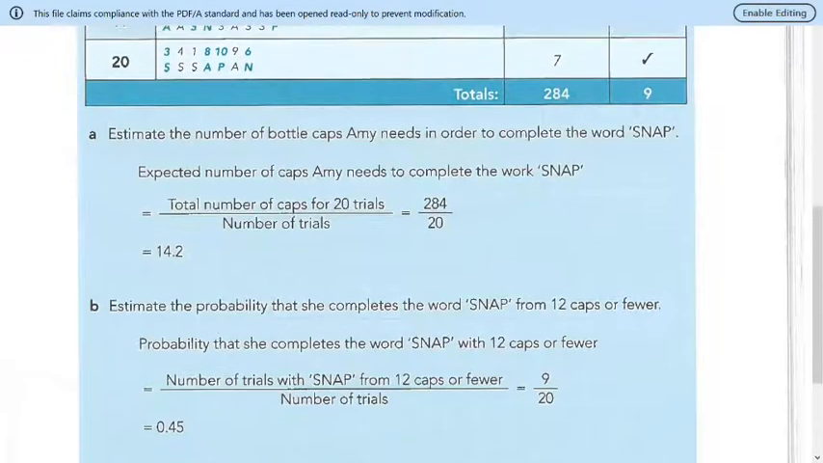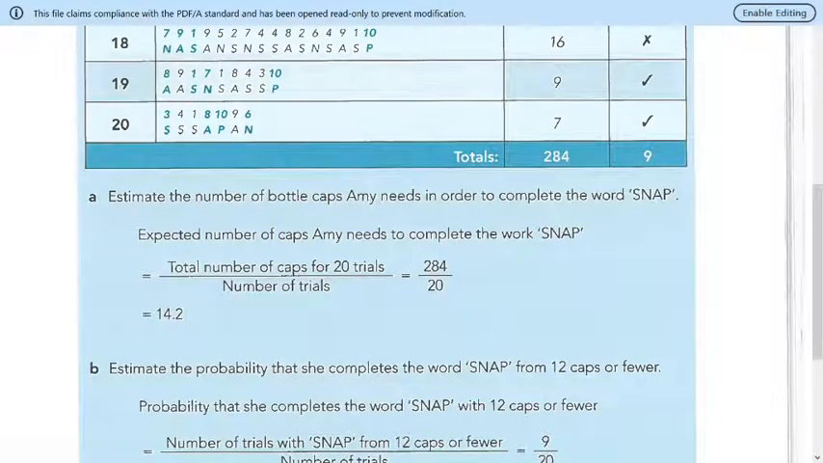Estimate the number of bottle caps Amy needs in order to complete the word SNAP. So the total number of caps is what she wants, divided by the total number of trials. So 284 caps divided by 20 trials gives 14.2. Right? Now, can you have 14.2 caps? Should you round it to 14? That would be the typical rounding rules. Could you round it to 14? No, we really need more than that. It took more than 14 caps, right? So you could round that to what? 15. Okay? So depending on what items you're doing, because you shouldn't really have part of a cap.